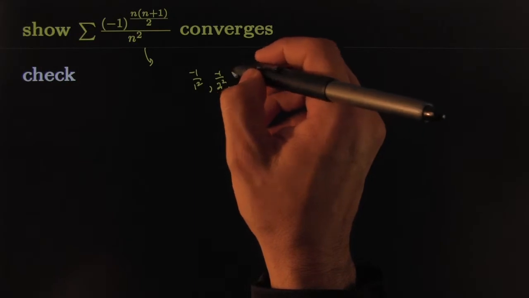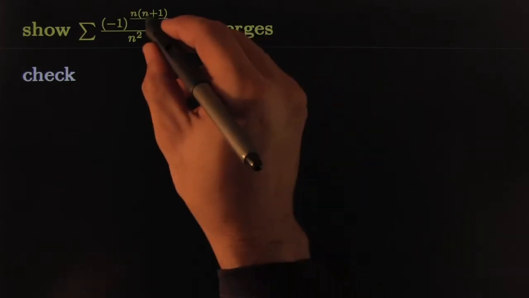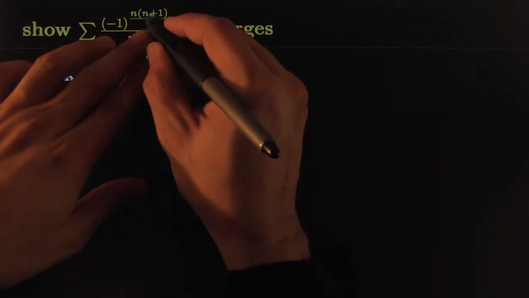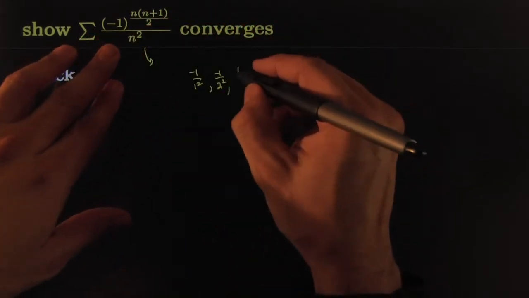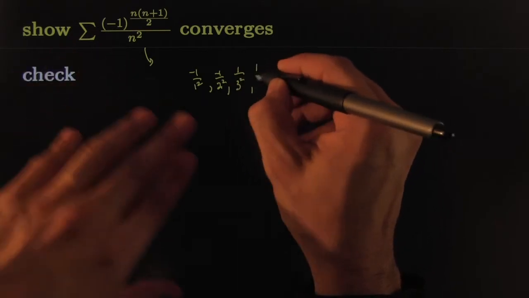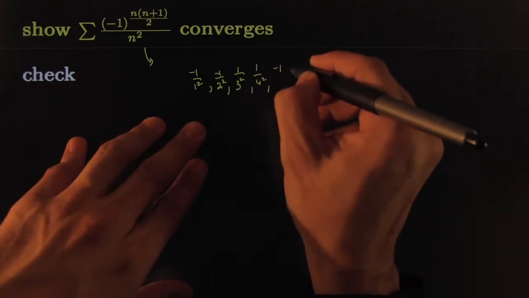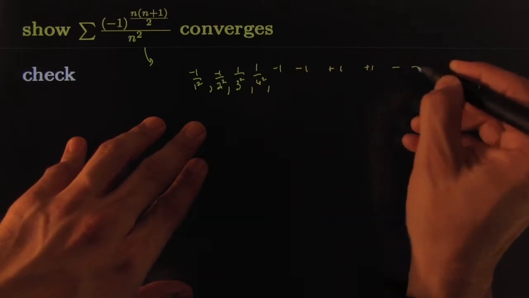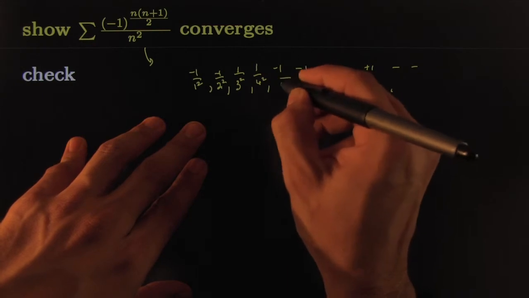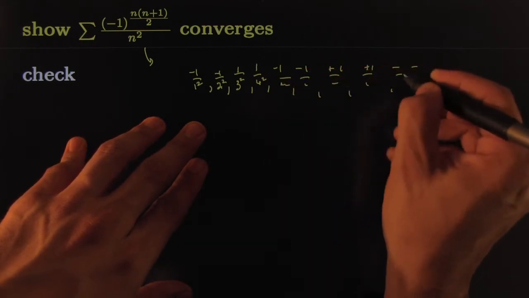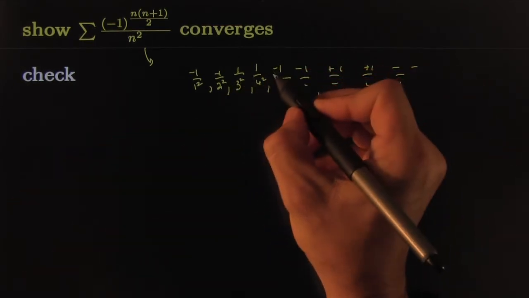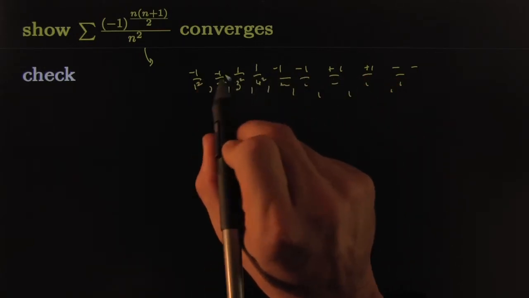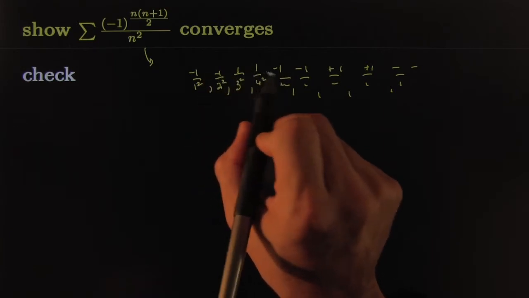But then for 3, this will give you 4. So this will be an even number, so it'll give you 1 over 3 squared, and so on and so forth. It basically goes negative, negative, positive, positive, negative, negative. So it's not exactly an alternating series. It has some sort of alternating pattern, but it's not plus minus plus minus. It's minus minus plus plus minus minus plus plus.